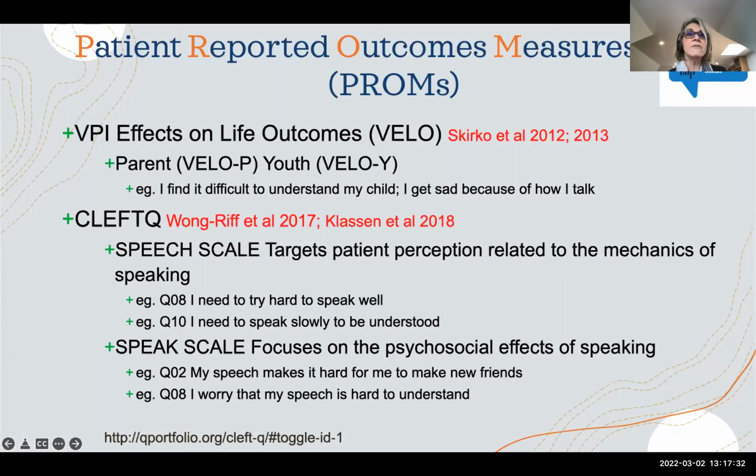The speech scale targets how the patient thinks about the mechanics of their speaking. So I need to try hard to speak well, or I need to speak slowly to be understood. Whereas the speak scale focuses on the psychosocial effects. So my speech makes it hard for me to make new friends, or I worry that my speech is hard to understand. So that's a little bit about the other aspects of assessment.